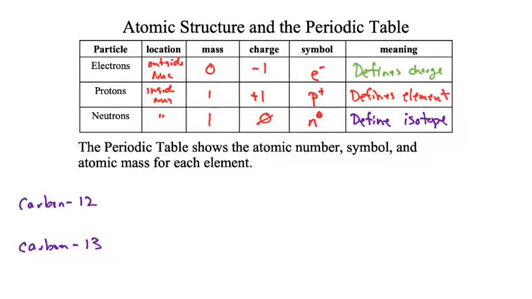12.5. Why 12.5? It's the average. It's the average of those 2 masses. Phenomenal. That's what atomic mass is. It's the average of the mass of all of our isotopes. You have to calculate that on the test.